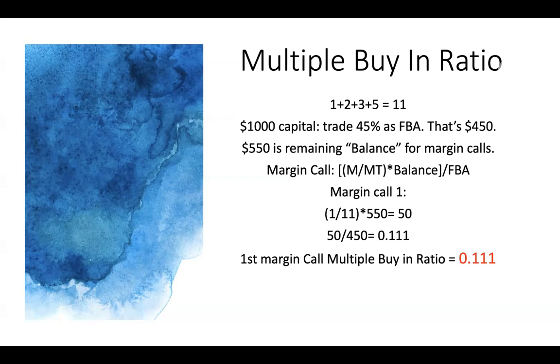0.111 multiplied by 450, all right? If you do that calculation, what are you going to get? 0.111 multiplied by 450 means the first multiple buying ratio is going to buy $49, because it's 0.111 multiplied by the 450. Now, that is the first one.